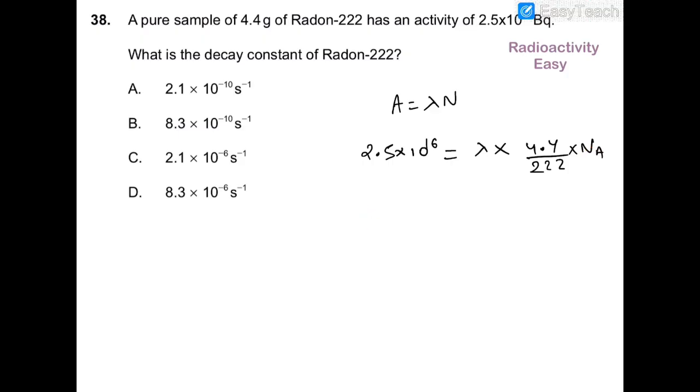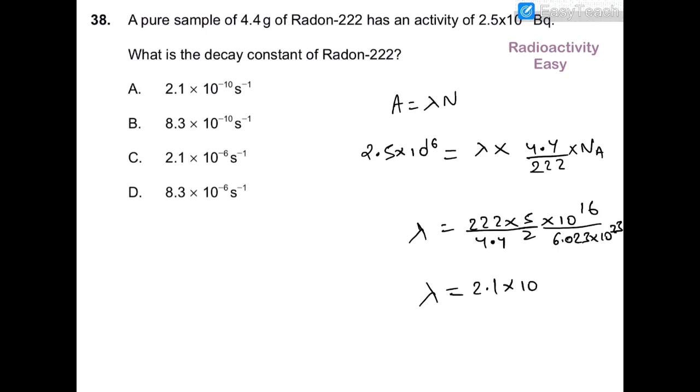So lambda will be equal to 222 into 5 by 2 into 10 raised to power 16 divided by 4.4, and this is 6.023 into 10 raised to power 23. And the value of lambda will be approximately 2.1 into 10 raised to power minus 6. So the correct answer will be C. Now let us move on to the next question.